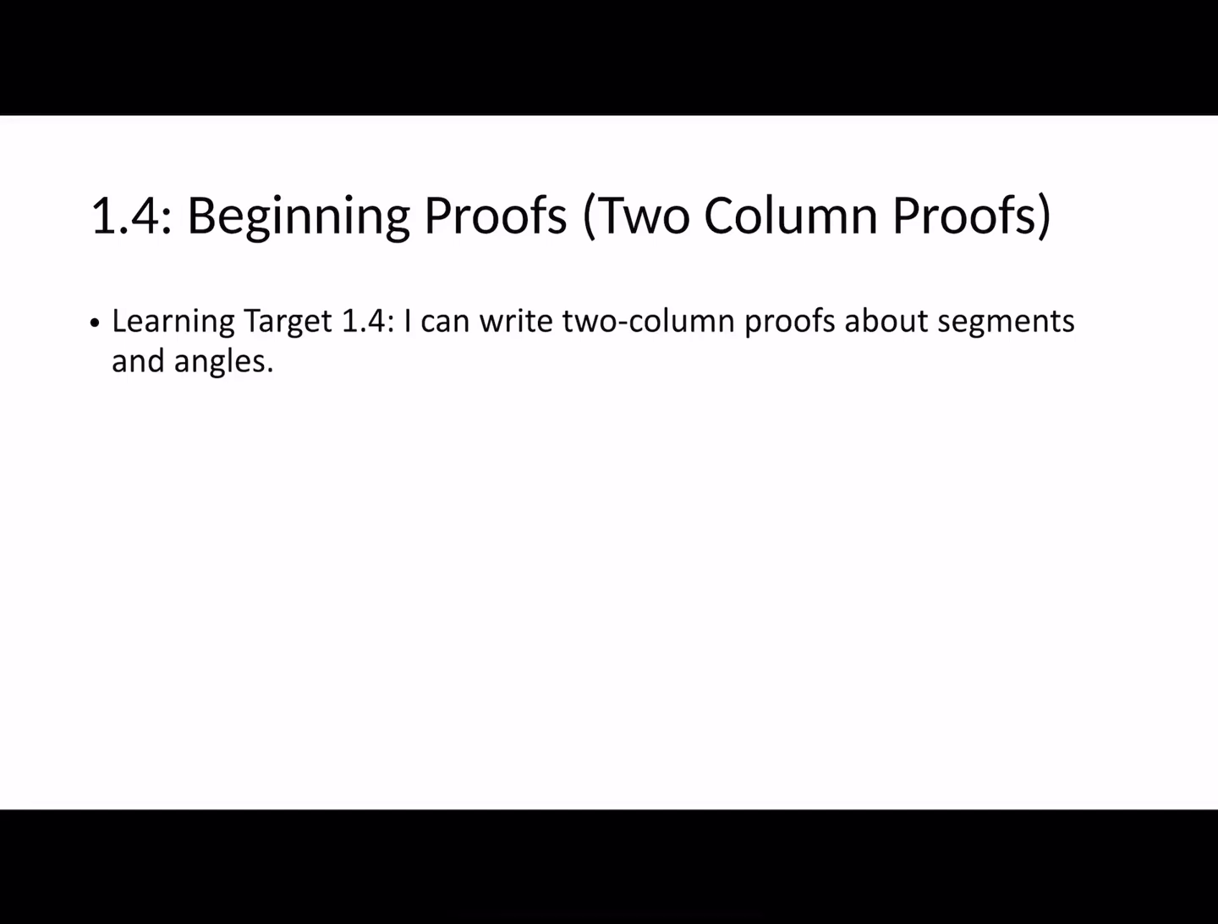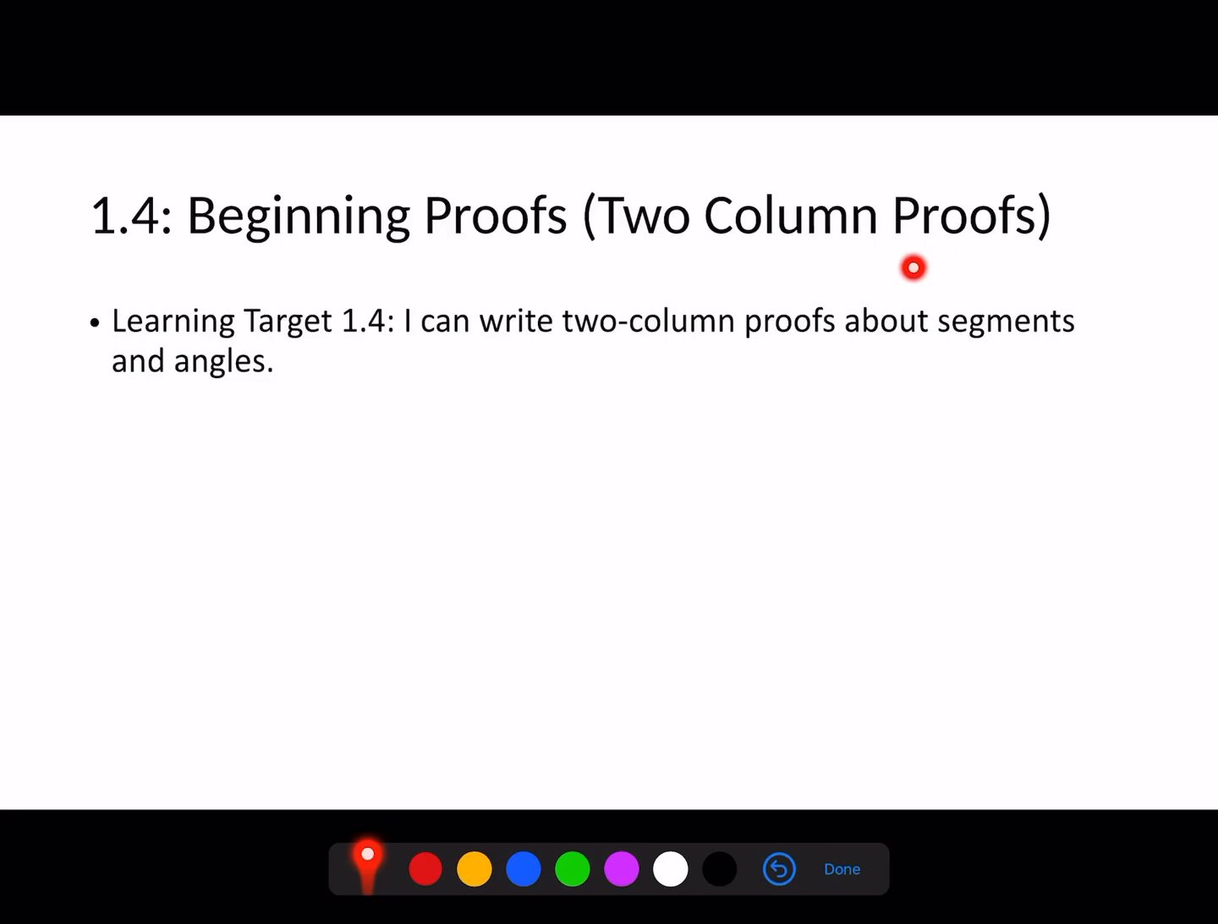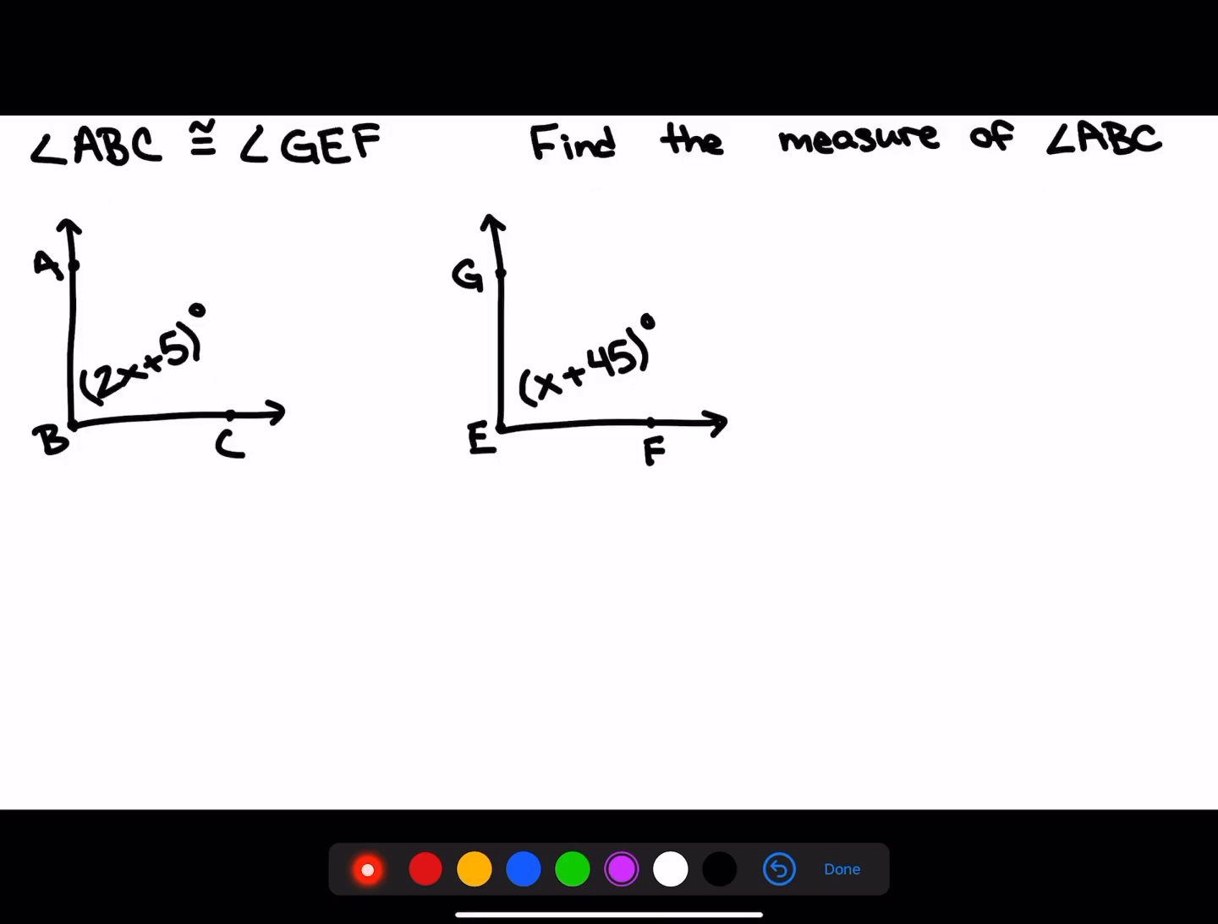All right, today we're going to be talking about 1.4 beginning proofs, and specifically we're going to be dealing with two-column proofs today. So our learning target is I can write two-column proofs about segments and angles. That will be our end goal. Again, today we're just focusing on segments, but more so than that, I'll see a lot of angles today. So getting started, we're going to start with a congruency problem.